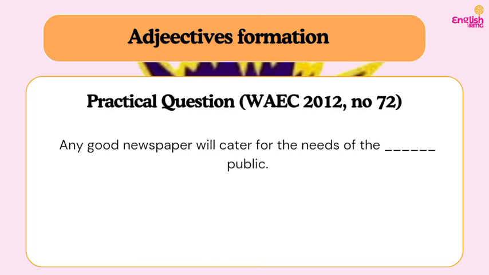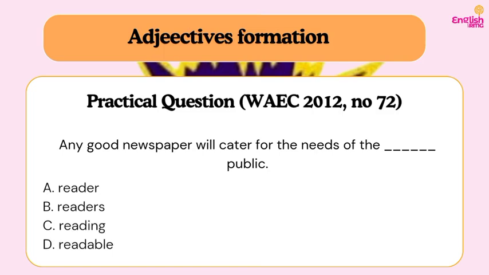Let's look at another example, which is number 72 of 2012 Paper 1 WASSCE question. So we have: any good newspaper will cater for the needs of the dash public. So we have A, reader, B, readers, C, reading, D, readable. So of course we want to look out for the form that is what? An adjective. So reader is a noun. If I say I'm a reader, that's a noun. Do you understand? B, readers. That's also a noun, but a plural noun. Do you understand? Reading. That can also be a verb or another word class.